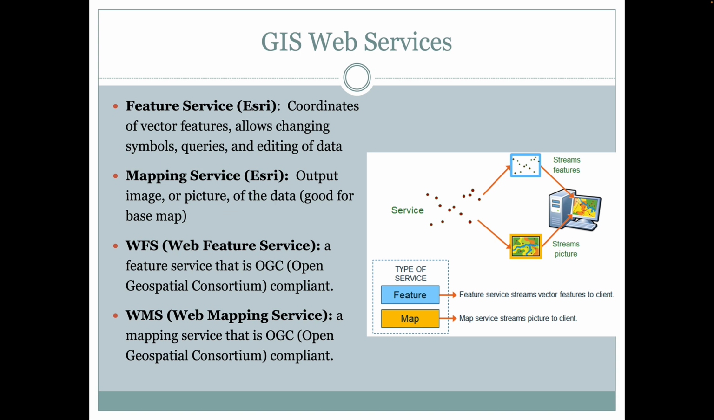That's different than an Esri mapping service, which would allow you to output an image, a picture, or data. And these are good for base maps because it could be an aerial photograph or a satellite image or even a scanned map that's been georeferenced. So those things would appear in the right location, but you wouldn't be able to interact with them in the same way that you can with a feature service. And then for the OGC compliant ones, the same sort of things. We would have a web feature service for features, and then a web mapping service for imagery.